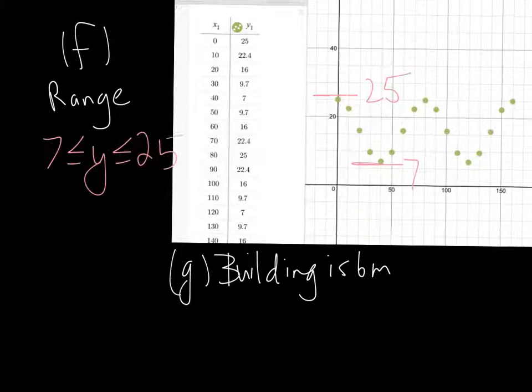Now, part G asks, if the building is 6 meters tall, what was Colin's boarding height in terms of the building? We can see that he's probably going to be boarding at the lowest point, of course, so that's 7. And so he boards at 7 meters. That's including the building. So 7 meters is the boarding height minus the building at 6 meters. He is 1 meter above the building in order to board the Ferris wheel.